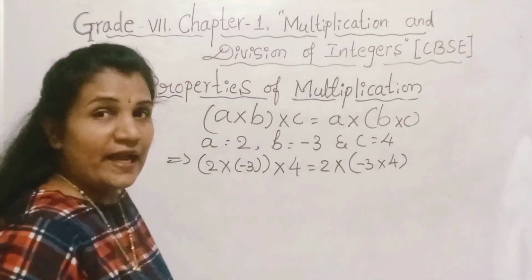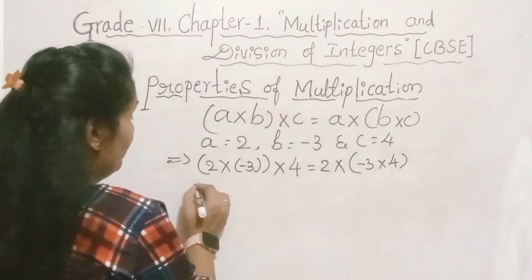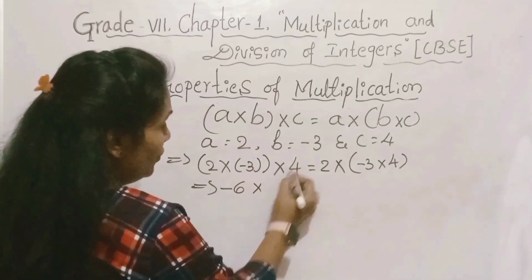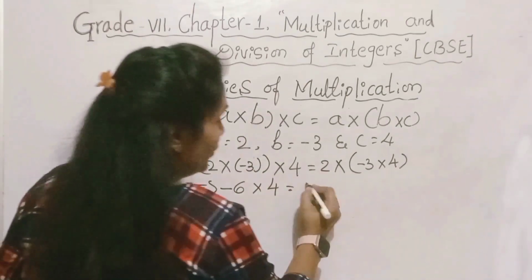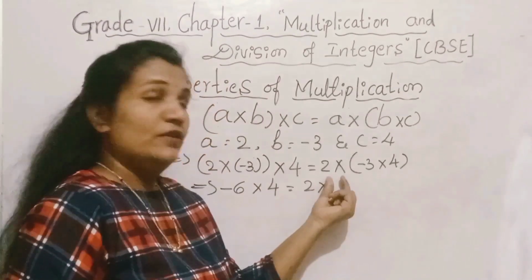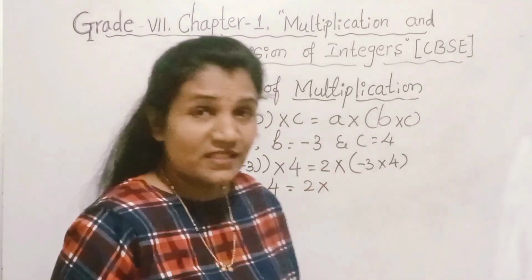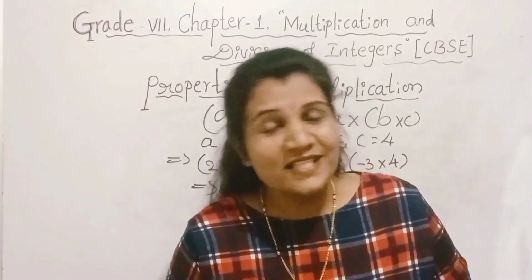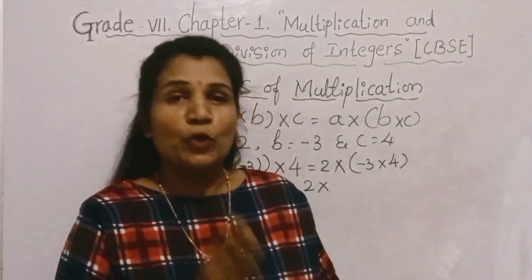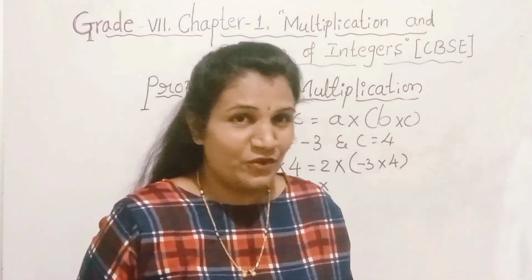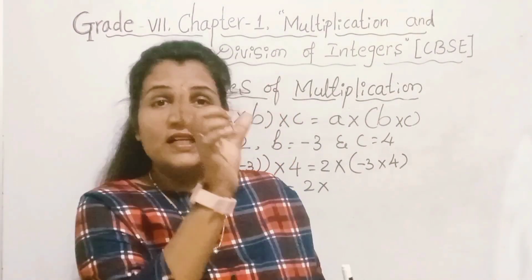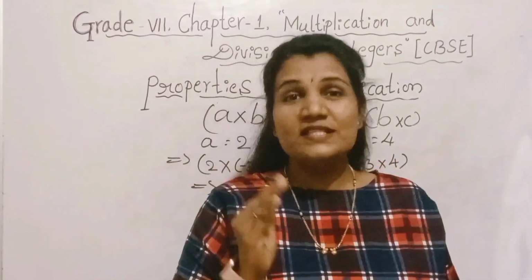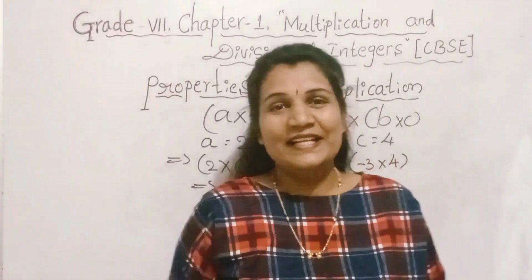Now multiply and open the bracket. Plus into minus, 2 3s are 6, into 4 as it is, which is equal to 2 into, here we should not do 2 into -3 first. We need to open the bracket first according to our BODMAS rule. First we need to open the bracket, later division, multiplication, addition and subtraction. BODMAS.